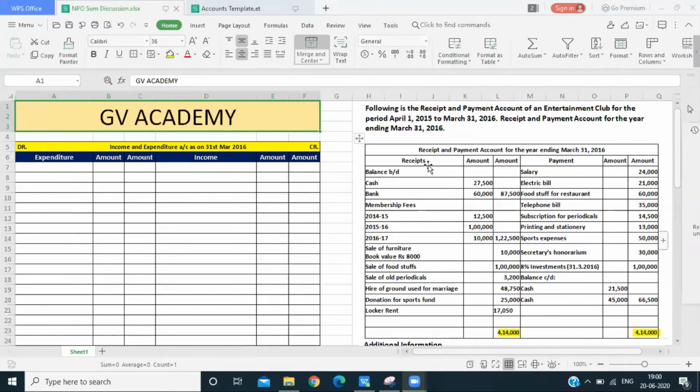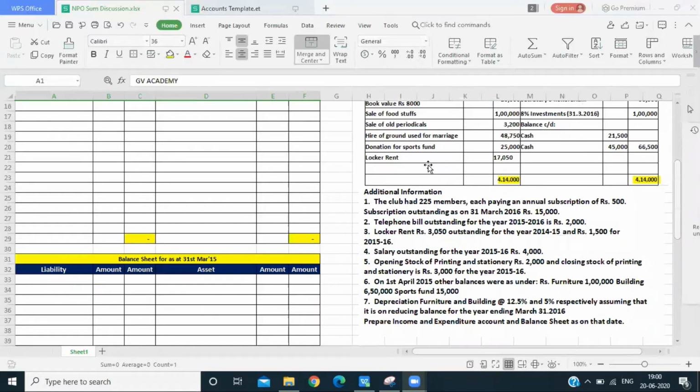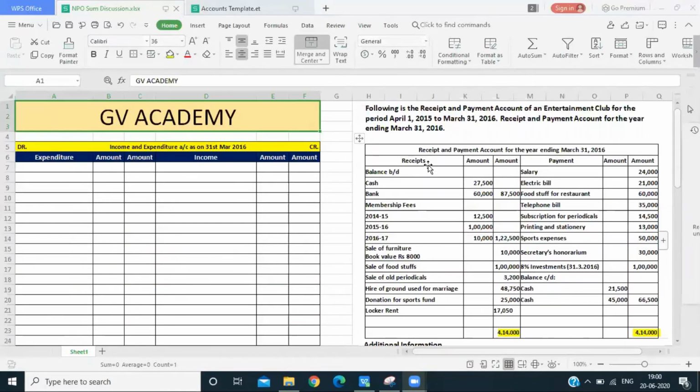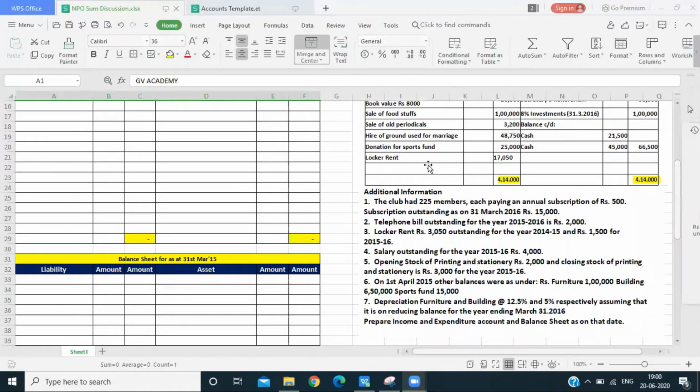In this question, they have given the receipts and payment account and there is a bit of additional information. So we need not worry that the sum is so long or panic while reading the question. It is very simple and easy to do. So we will first go through the additional information, so it would be easy for us to start with the sum.